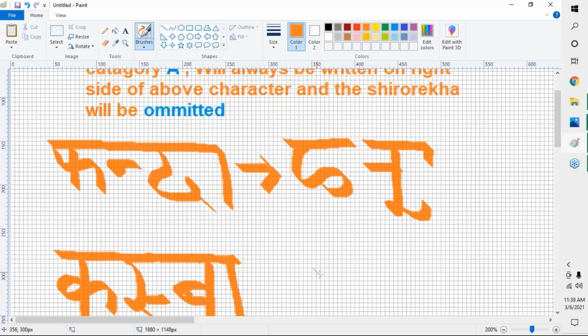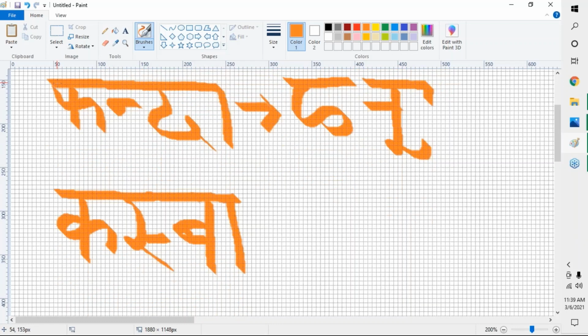Students would have realized one more important point. But here you see, in Devanagari, the complete word has a common Shirorekha. But in Sharda Lipi, we do not join the alphabets in a word with a Shirorekha. We just keep them separate. So this is another important point which students have to remember.